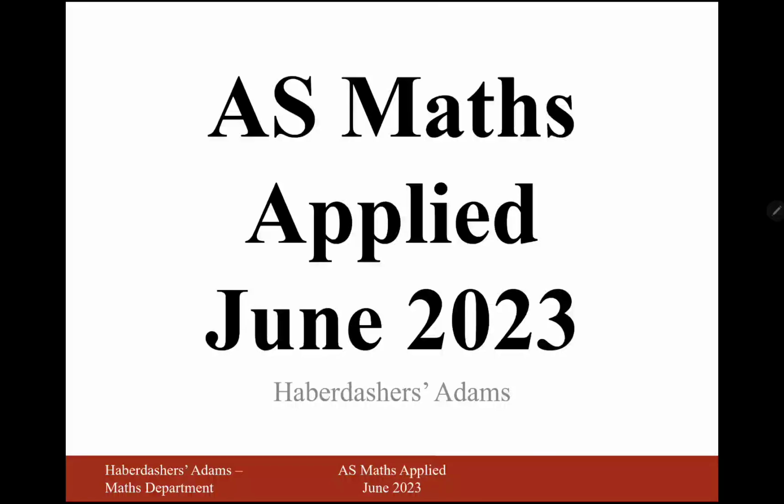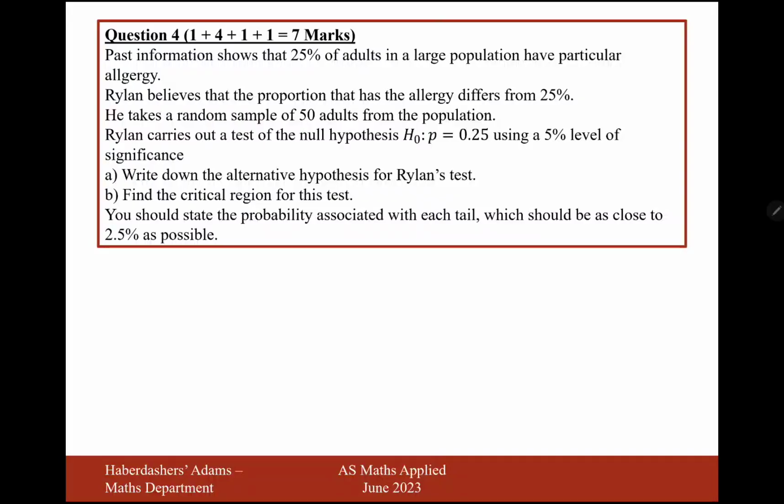Hello there, welcome to the AS Maths Applied June 2023 paper here on question 4. Past information shows that 25% of adults in a large population have a particular allergy. Ryan believes that the proportion that has the allergy differs from 25%. He takes a random sample of 50 adults from the population. Ryan carries out a test of the null hypothesis H0, where p is equal to 0.25, using a 5% significance level.